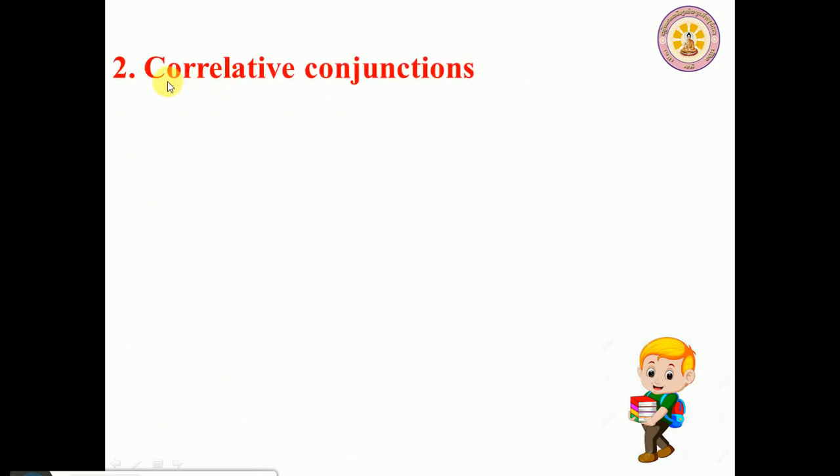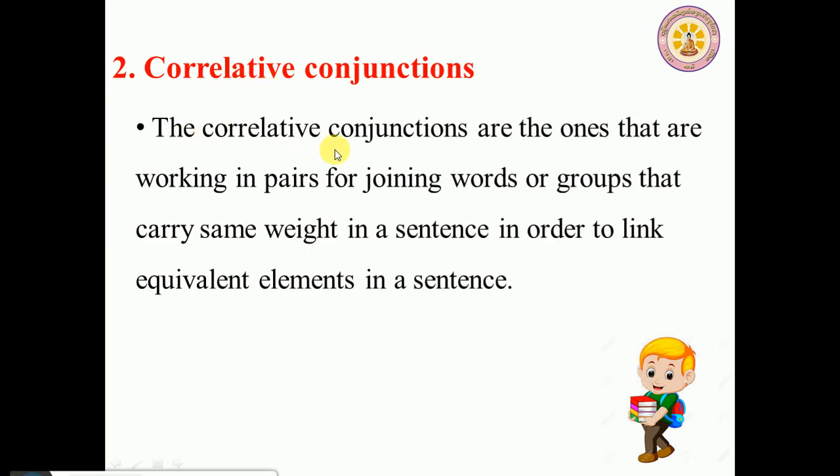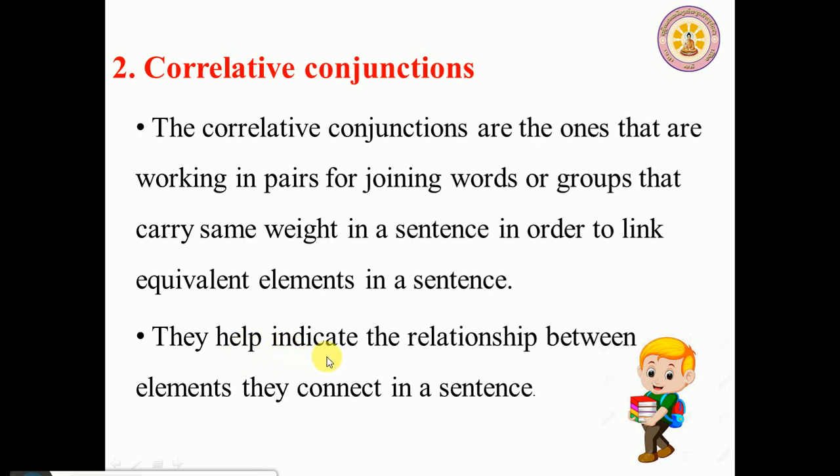Okay, another kind of conjunction is the correlative conjunction. Correlative conjunctions are the ones that work in pairs for joining words or groups that carry some weight in a sentence, in order to link equivalent elements in a sentence. They indicate the relationship between the elements they connect in a sentence.